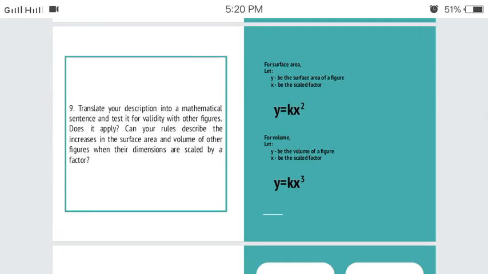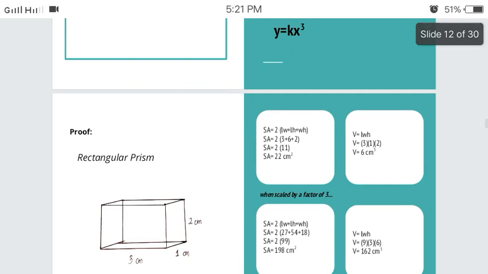Question number 9: translate your description into a mathematical sentence and test it for validity with other figures. Does it apply? Can your rules describe the increases in the surface area and volume of other figures when their dimensions are scaled by a factor? For surface area, let y be the surface area of a figure and x be the scale factor. So y is equal to k, which is a constant, times x squared. For volume, let y be the volume of a figure and x be the scale factor. So the formula will be y is equal to kx cubed, where k is a constant.